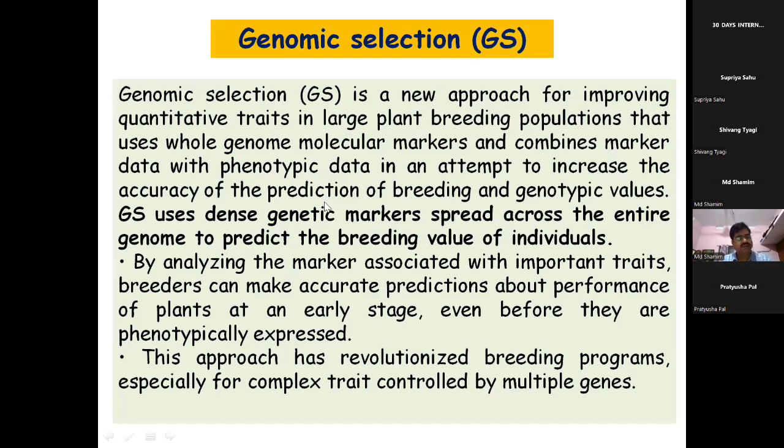Then we go for genomic selection. Genomic selection is a new approach for improvement of quantitative traits in large plant breeding populations that uses whole-genome molecular markers and combines marker data. So GS uses dense genetic markers spread across the entire genome to predict the breeding value of individual plants. By enlarging the markers associated with important traits, breeders can make accurate predictions about the performance of plants at an early stage, even before they phenotypically express. This approach has revolutionized breeding programs, especially for complex traits controlled by multiple genes.